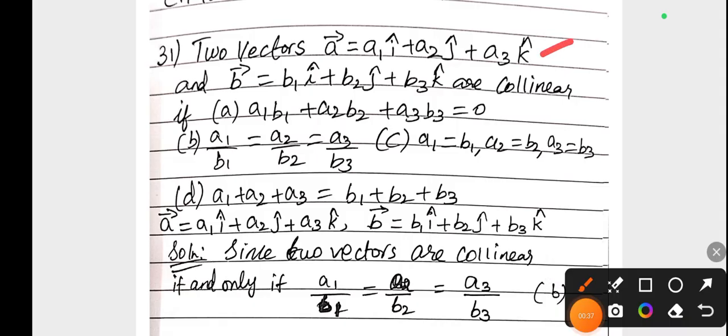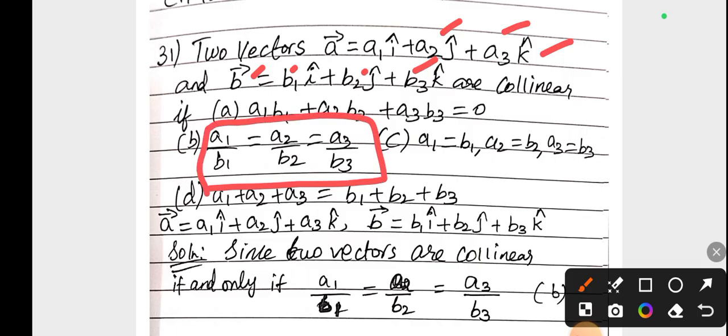Two vectors, A vector equal to A1 i cap plus A2 j cap plus A3 k cap, and B vector equal to B1 i cap plus B2 j cap plus B3 k cap, are collinear, they said. We should know that when both vectors are collinear, we can write A vector equal to lambda B vector, or the corresponding coefficients are proportional: i cap coefficients A1 by B1, j coefficients A2 by B2, k coefficients A3 by B3. Then also we can say collinear.